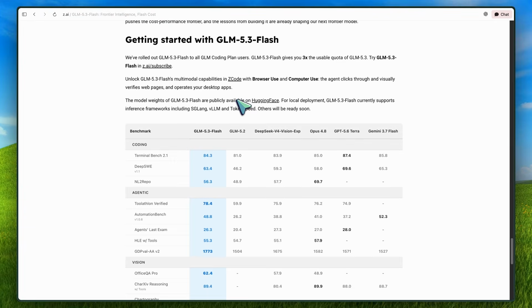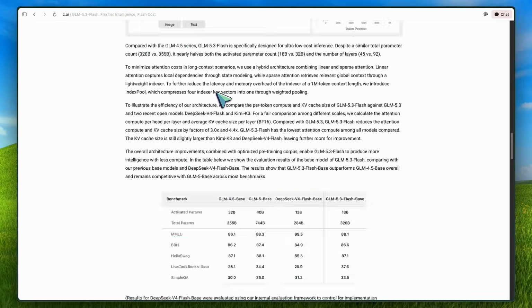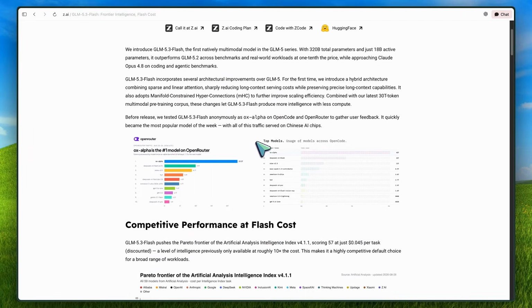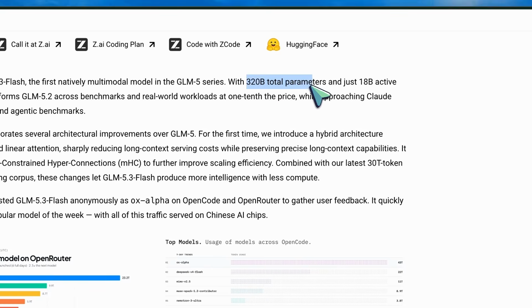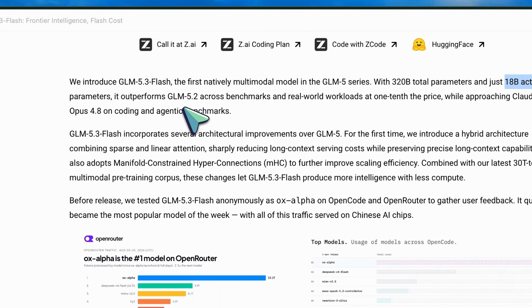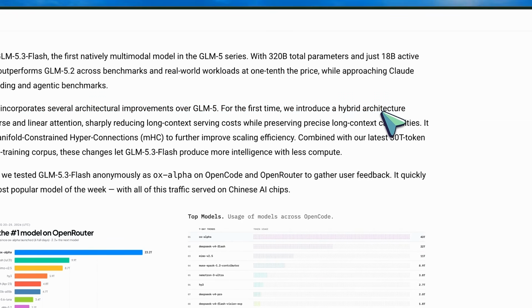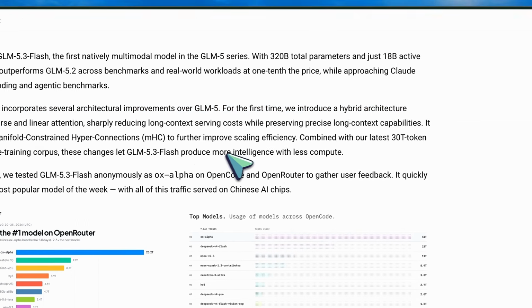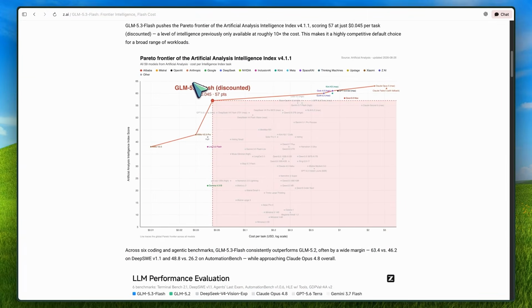First, let's talk about the model itself. GLM-5.3 Flash is a mixture of experts model, with 320 billion total parameters, but only 18 billion active per token. That's the magic number to remember here. 320 total, 18 active. It's also the first natively multimodal model in the GLM-5 series, so it can handle text, images, video, and visual documents. It has around a 1 million token context window, and they've also cut the KV cache size by about 4.4 times compared to the bigger GLM-5.3 model, which really helps when you're trying to fit long contexts into limited memory.